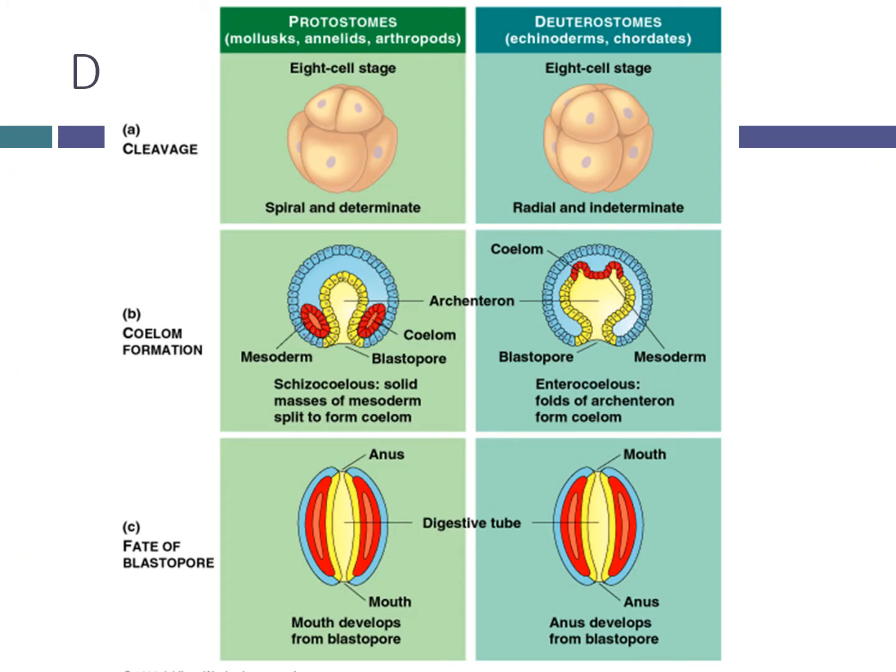So here's just kind of a highlight of the slide. Blowing up a little thing here. This is the important stuff you want to remember. Protostomes, spiral and determinate. Deuterostomes, radial and indeterminate in the 8-cell stage of development. Then, the rest of those, know what's on that slide.